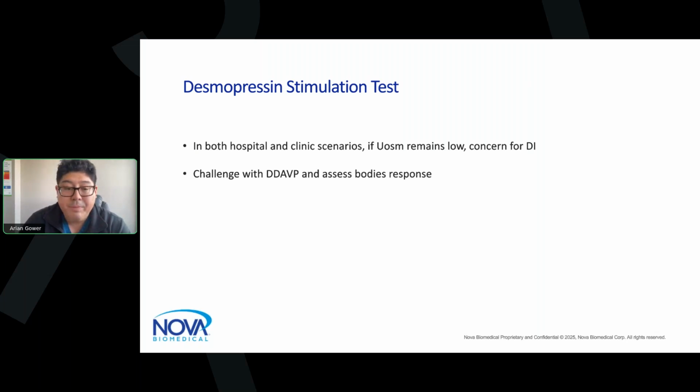In the setting of nephrogenic DI, however, they do not respond to antidiuretic hormone. And so you can give them more and the urine osmolarity will not significantly change, as the body cannot further concentrate their urine. This testing can help distinguish between nephrogenic and central DI. Next slide.